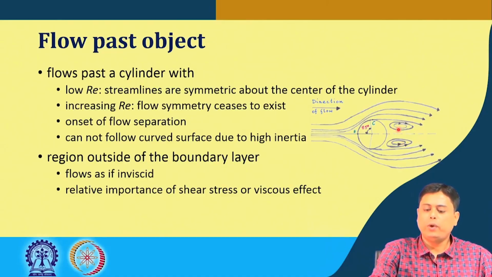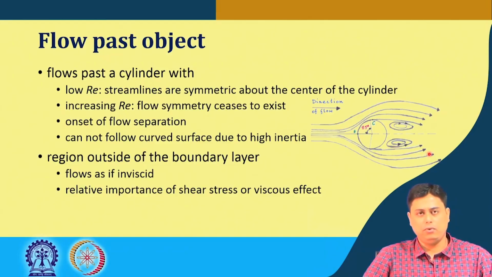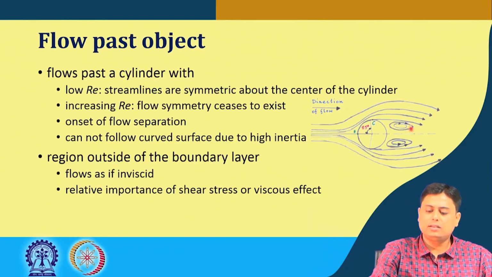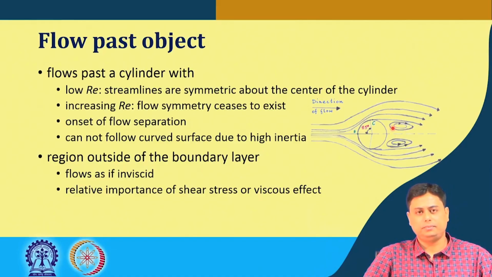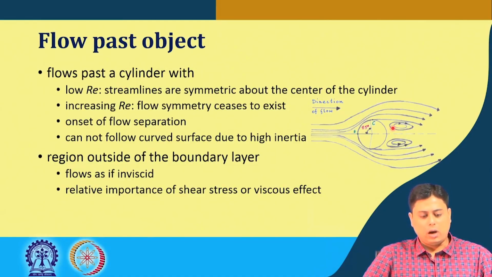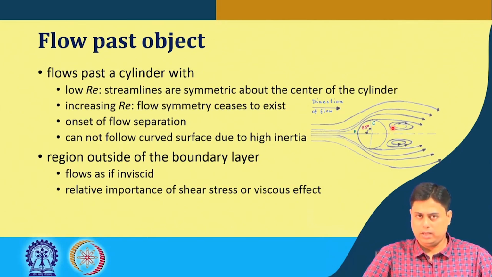There are wakes that form, and in fact, here the flow in this region is opposite to the direction of the upstream flow, and that creates a huge pressure gradient. So, outside this boundary layer, the flow behaves as if it is an inviscid flow. That means the viscosity is 0, but that does not actually happen.